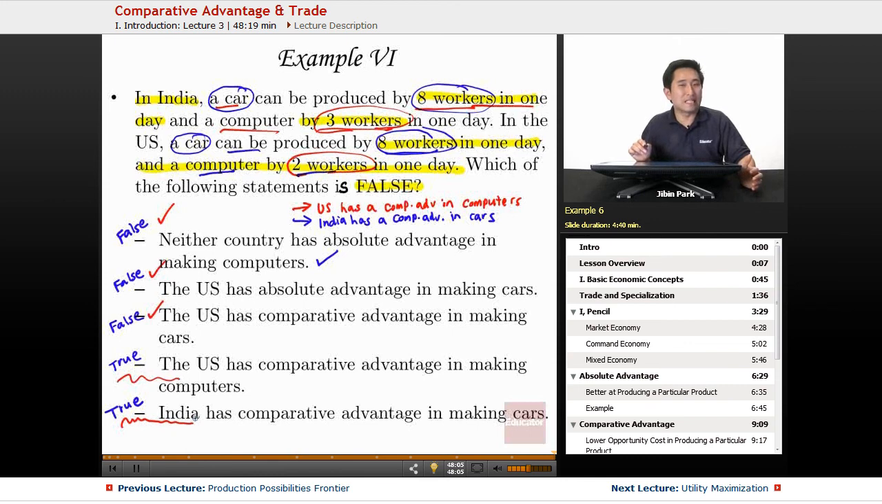So again, you're not going to see a question like this on the AP exam because you're going to have multiple choice where it's A, B, C, D, or E. But in this case, you have 3 false statements and you have 2 true statements.